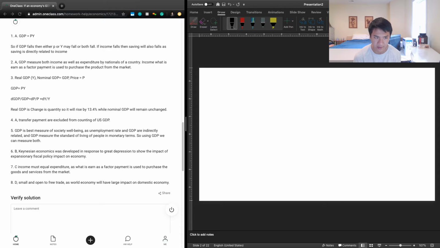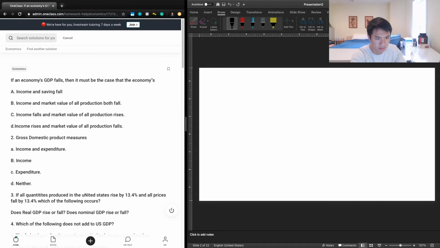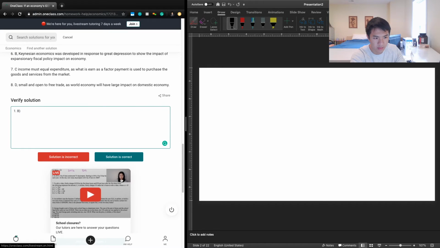But also by definition, GDP refers to the total market value of all final goods and services produced in the economy in a given period of time. And so if GDP falls, then we have to assume that the final value of all goods and services has also fallen. And so we're going to correct this answer choice right here. It's actually going to be B, right? Is it B? Yeah.